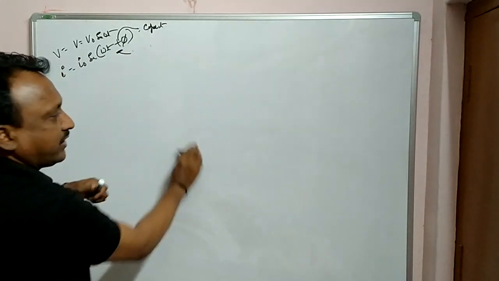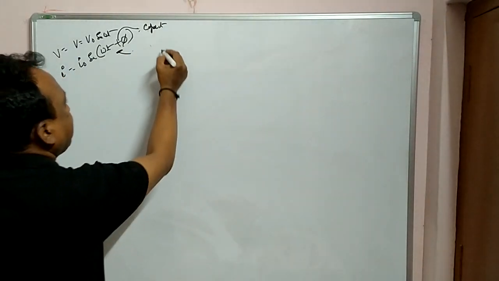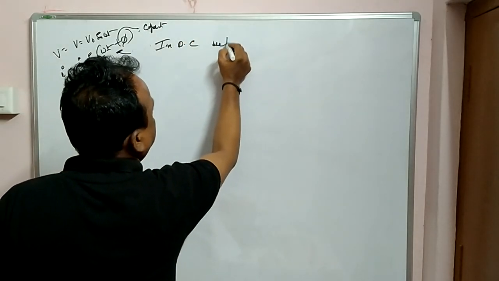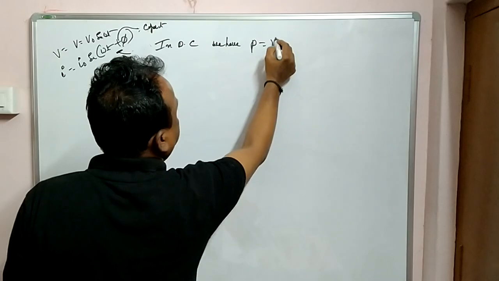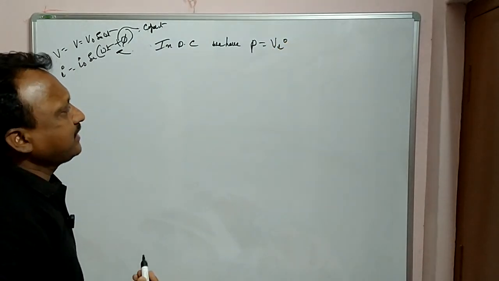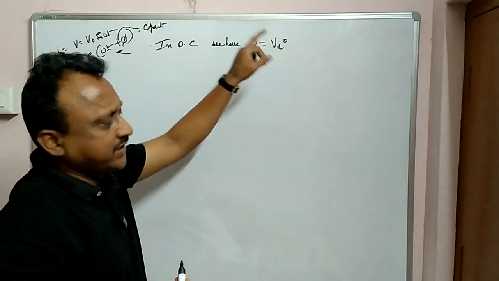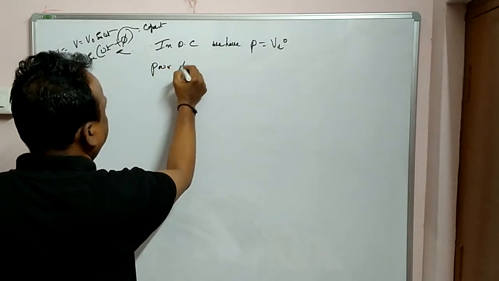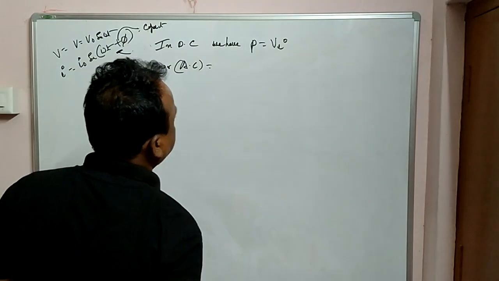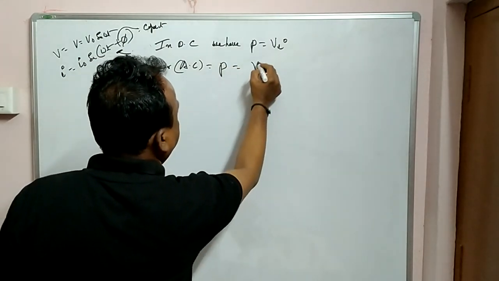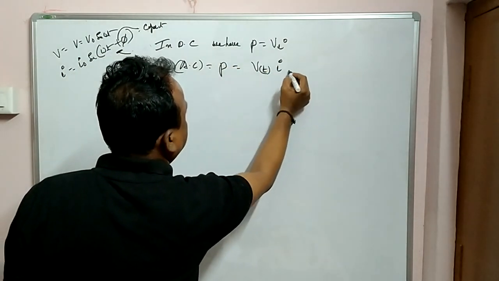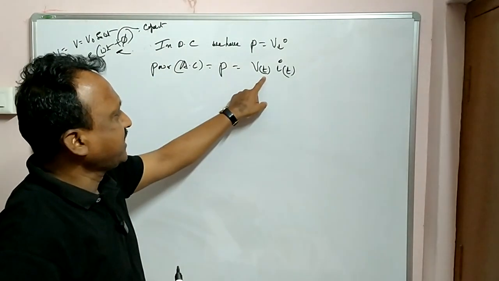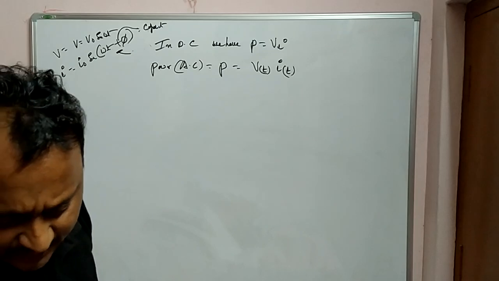See, generally we know in DC current, in direct current, we have power P is equal to VI. Okay, that means voltage into current. But in AC, power in alternating current, it is given by what? P is equal to voltage as a function of time into current as a function of time. You can write in that fashion.